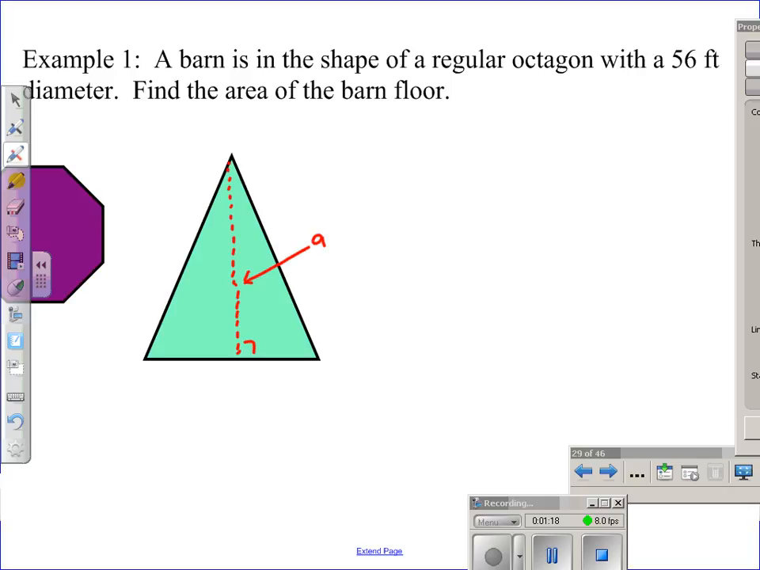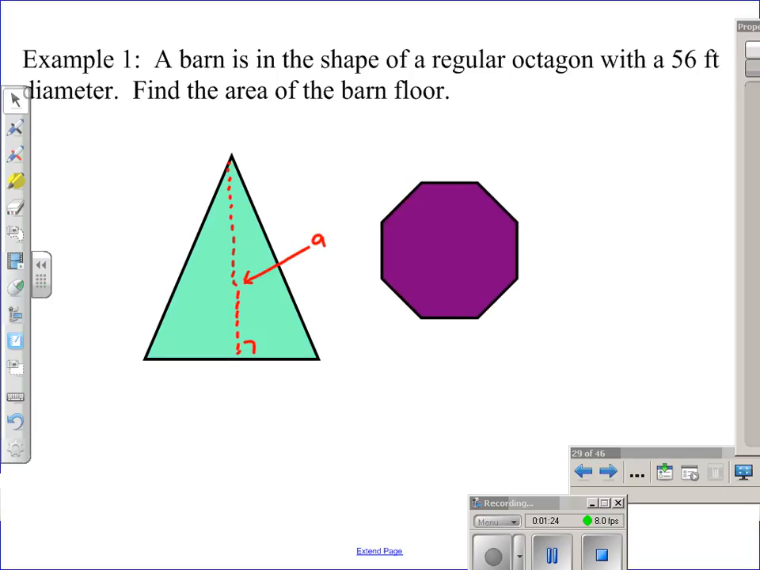So if we look back at our octagon, our diameter is going to be through the center here, and so this would be here. So if you think about one of those triangles, then one of the triangles is going to be half of that diameter. That means that when we come back over to our triangle, this is going to have a side length of 28, half of 56. Now we can use that to help us find this.